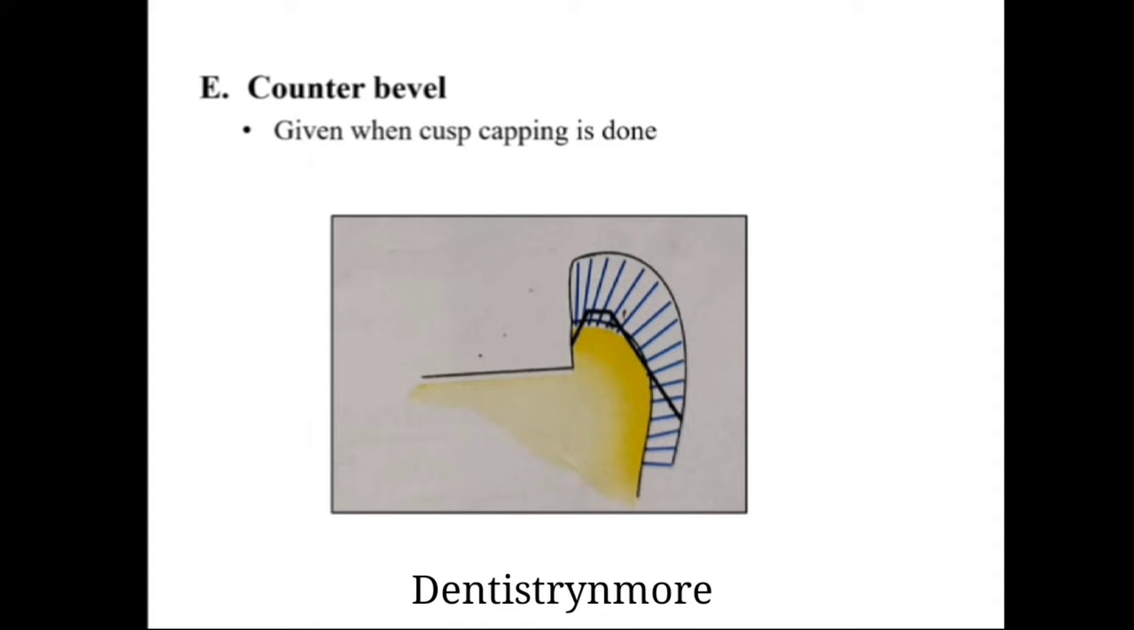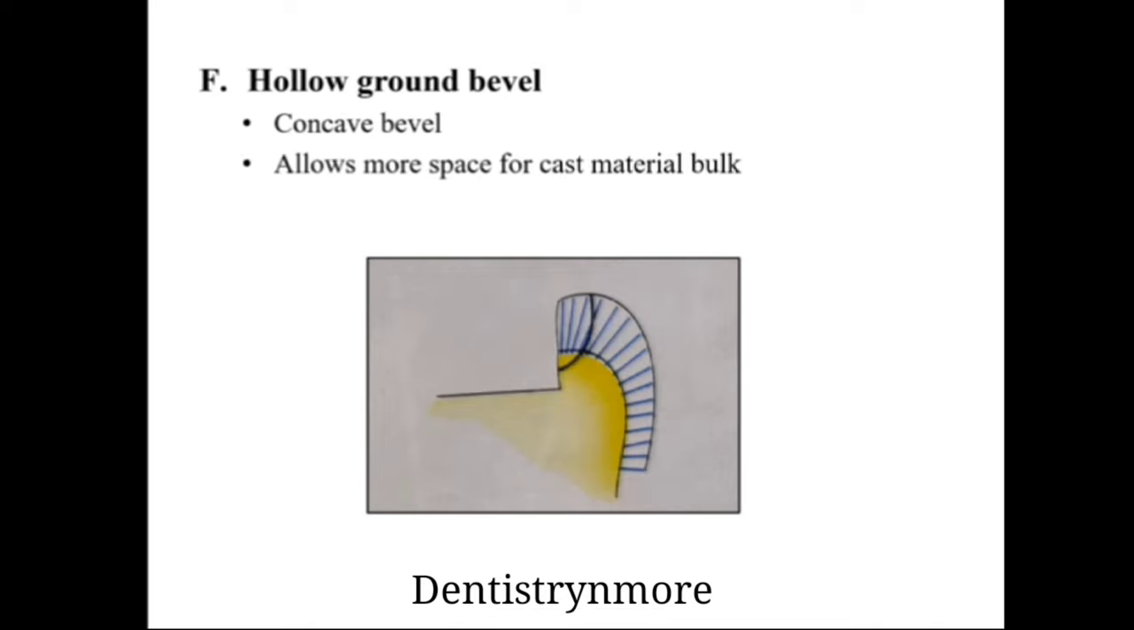Last one is contour bevel, and it is given when the cusp capping is done. So you can see how the bevel is given. Last one is hollow ground bevel, that's a concave bevel that allows more space for the cast material bulk. So shape is in the form of concave.